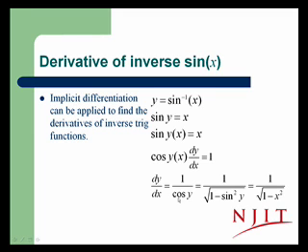We note that since sine squared plus cosine squared is 1, cosine of y is the square root of 1 minus sine squared of y. So we have 1 over cosine y is equal to 1 over the square root of 1 minus sine squared y. And we note that sine of y is equal to x. So that gives us just 1 over the square root of 1 minus x squared.